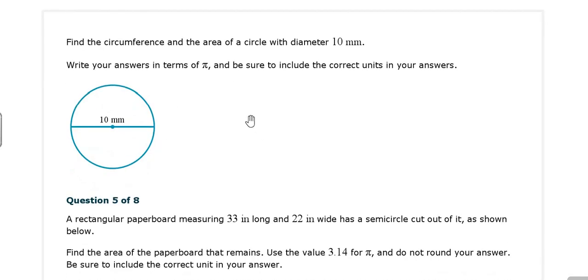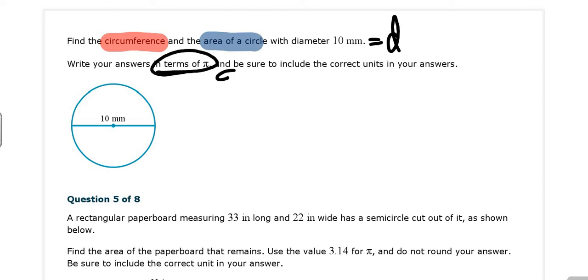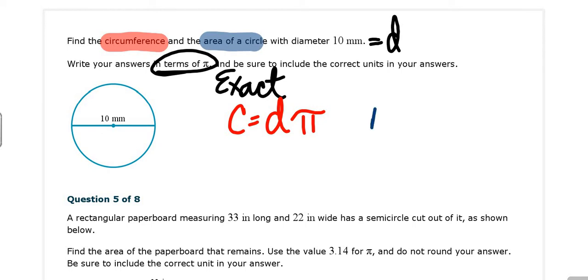It says find the circumference and the area of a circle with a diameter equals 10 millimeters. So we write out our equations. We want both. It says write your answers in terms of pi. That is called the exact term. So we have C equals d pi, and A equals pi r squared.